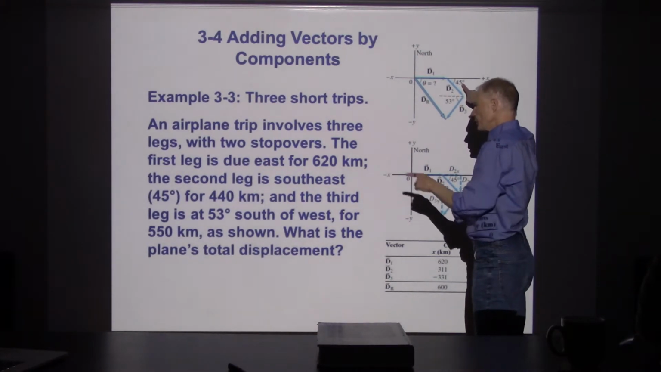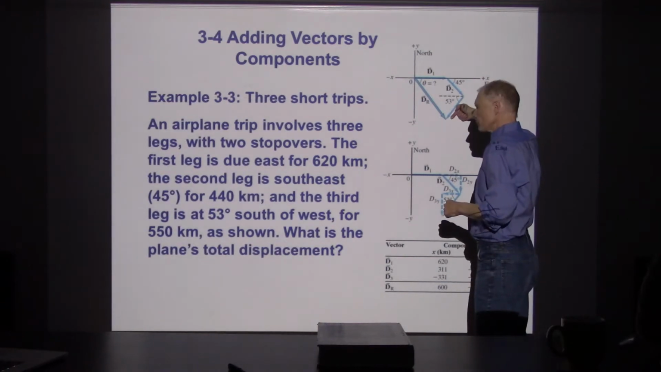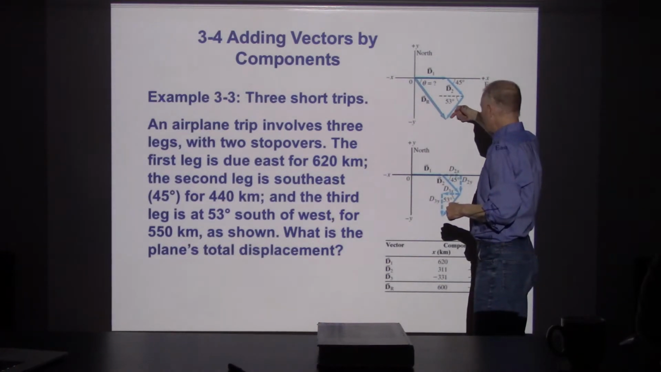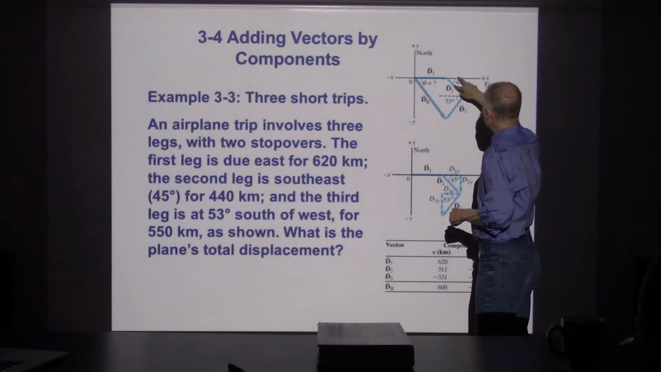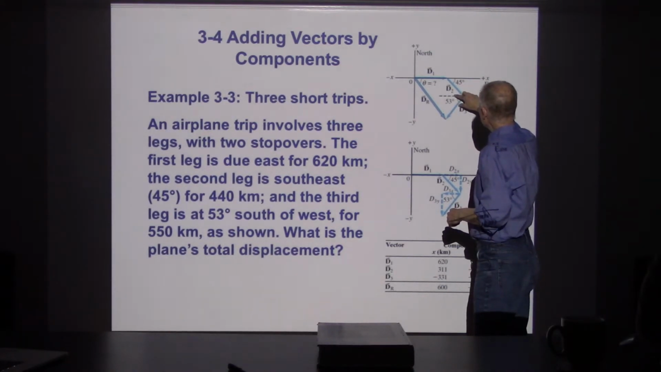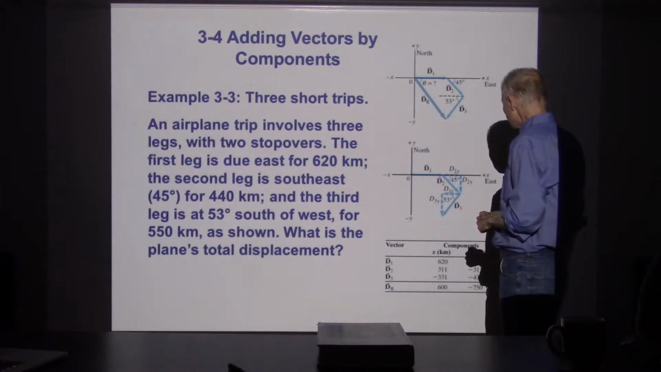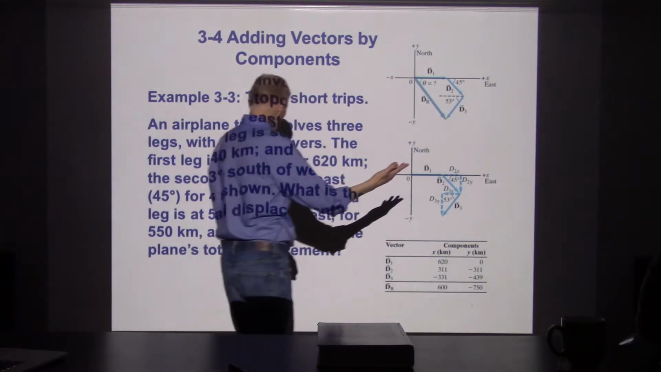And the third is 550 kilometers at a 53-degree angle defined here. So see how we're doing this as quadrants. This is 45, and then this is 53 here. So they put together a nice table.